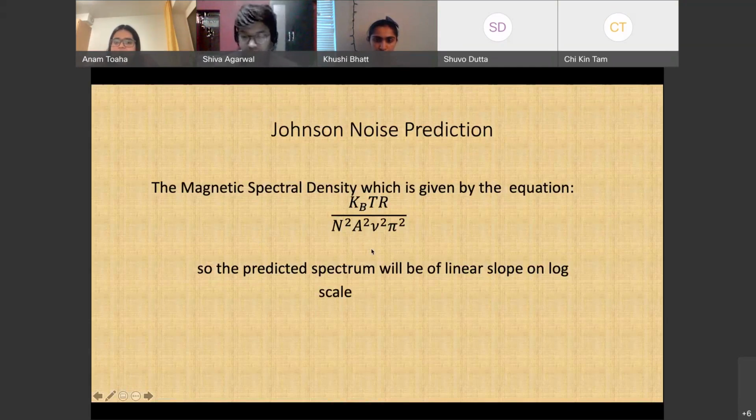So the predicted spectrum will be of linear shape on the log scale. This is for flat coils, but I'm currently working on our gradient coil. Our gradient coil has different geometry, as it contains two saddle coil pairs and one Helmholtz. So hopefully in one or two weeks, I will calculate the exact value of the Johnson noise prediction due to the geometry of our gradient coil.